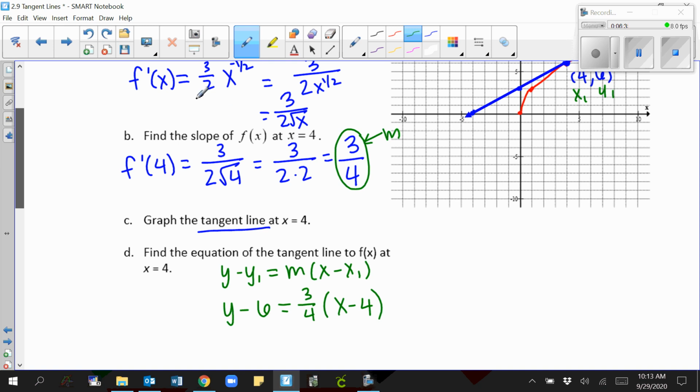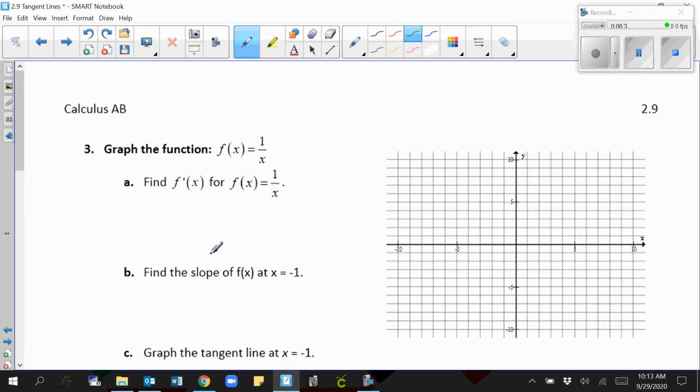All right, let's look at number 3. So this time we're looking at our rational parent function, our 1 over x. So remember that that goes through these 2 points here and makes this shape right here, this curve. And this curve. Sorry guys, my drawings are really bad. There's a reason I'm a math teacher and not an art teacher.